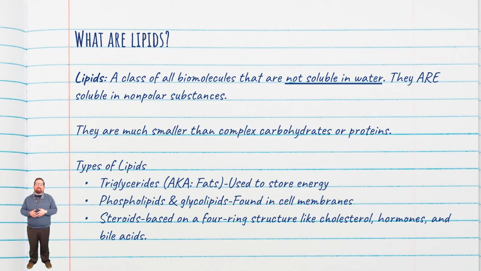So, we've learned about proteins, nucleic acids, and carbohydrates, but there's one more class of biomolecules that we still need to talk about: lipids. Lipids are all the biomolecules that are not soluble in water. In other words, they are soluble in nonpolar substances. They're much smaller than complex carbohydrates or proteins, so structurally they're a little easier to picture. There are 3 main types of lipids: triglycerides, also known as fats, which are used to store energy; phospholipids and glycolipids, which are found in cell membranes; and steroids, which are molecules that are based on a particular 4-ring structure and include important substances like cholesterol, hormones, and bile acids.